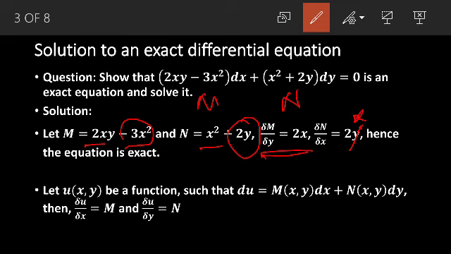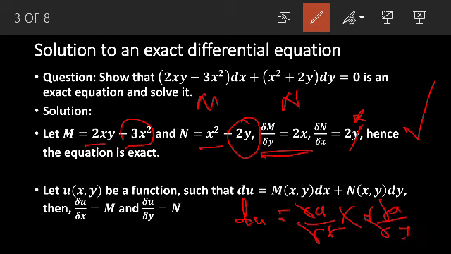Okay, so now we see the solution to that question. Let u(x,y) be a function such that du = M(x,y)dx + N(x,y)dy. But before we continue with the solution, we are sure from here that the equation is exact because the partial derivative of M with respect to y is equal to the partial derivative of N with respect to x. Then the partial derivative of u with respect to x is M, and with respect to y is N, because the total differential can be written as the partial derivative of u over x dx plus the partial derivative of u over y dy.